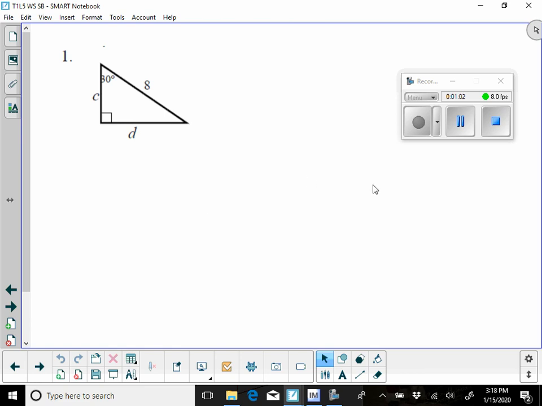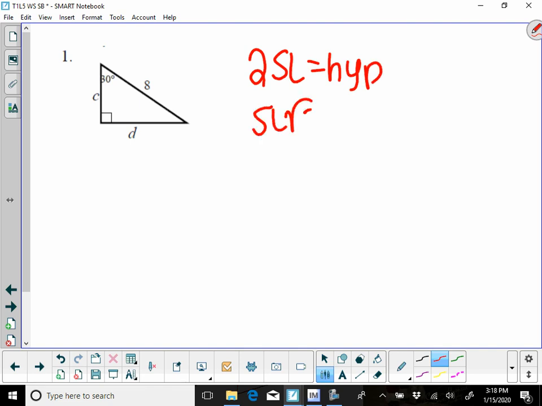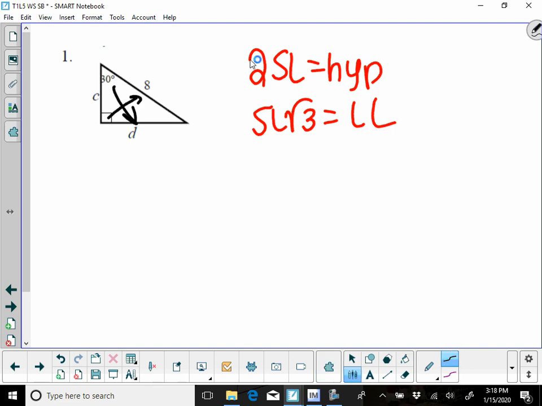Okay, so using your formulas, remember our formulas for 30, 60, 90 are a little different than for 45, 45, 90. So in 30, 60, 90, twice the short leg is the hypotenuse, and the short leg times square root of 3 is the long leg length. Okay, so for number 1, you're given the hypotenuse, D is going to be your short leg, and C is going to be your long leg. So since we were given the hypotenuse, we can only use the top formula to begin with.